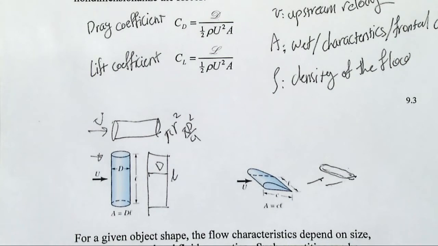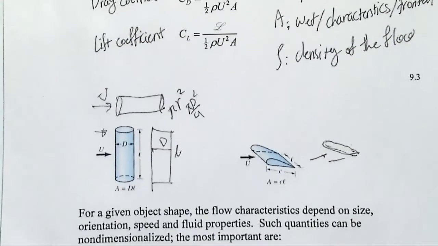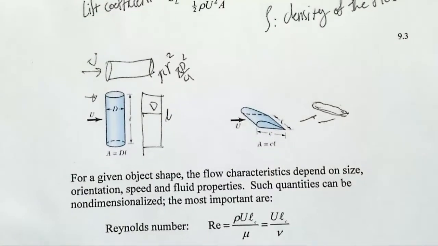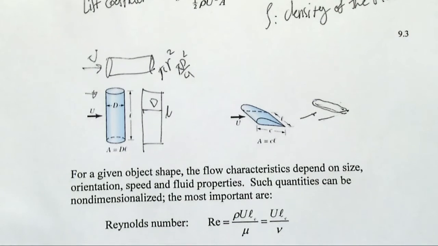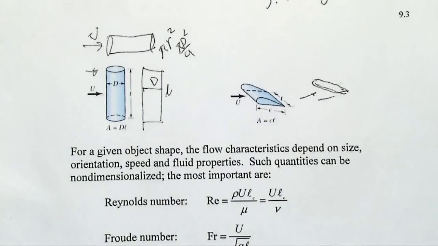So most of the time the question will give you the area, or the object itself has a very simple shape, like a cylinder, so you can find out the frontal area. So for a given object, the flow characteristic depends on the size, orientation, absolutely the angle, speed, and fluid properties like rho. Absolutely, because we have rho in the equation, we have u velocity, and you have the angle, because angle of attack is going to give you a different frontal area, and because of that you will have a different lift and drag.